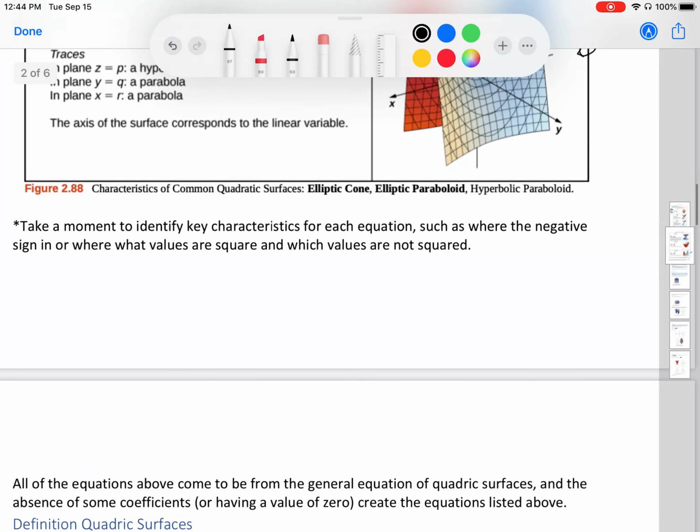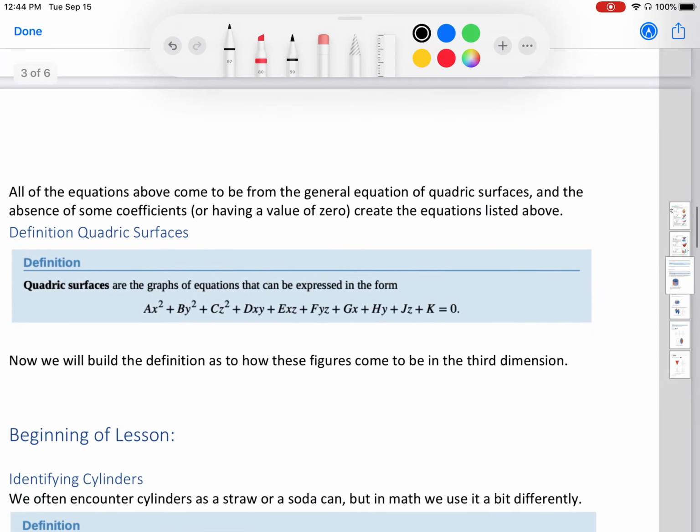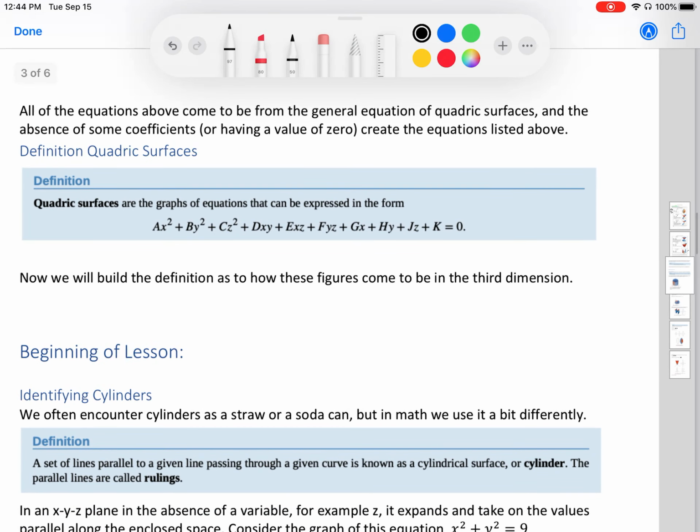All right, so my suggestion here is just take a moment to identify the key characteristics that we took the time to highlight for each equation, such as where the negative sign is, what values are squared, which are not squared. All of the equations above come to be formed from the general equation of quadric surfaces, and the absence of some coefficients, meaning the coefficient being 0, and grouping your copies of your variables, which will lead you to also completing the square. They all stem from this general equation of quadric surfaces.